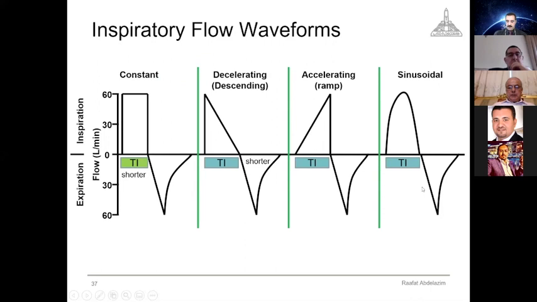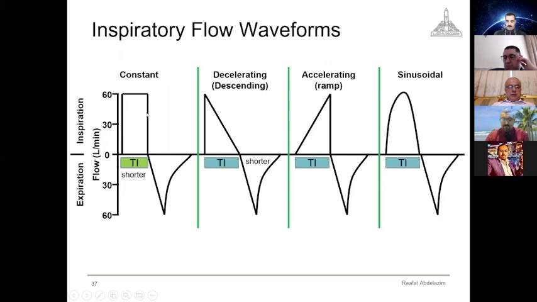This curve is the flow time curve. I said before that we have different scalars: pressure time, volume time, and flow time, and this is the flow time one. Here, this zero line represents no flow. It means that the flow sensor senses that there is no flow, so it will give a zero value. With flow from the ventilator towards the patient, it will give a positive wave. This means that this is inspiration.